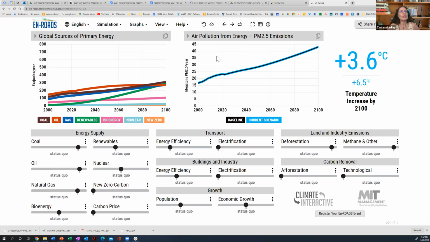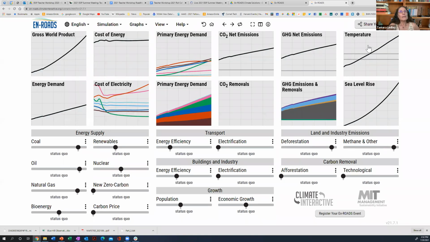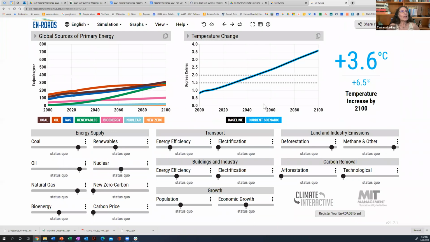What we're going to try to do is to get this, let me go back to here. We're going to try to get this temperature range to come down to this dotted line of 2 degrees C collectively. Okay, so we have 5 minutes from now. So it's 3:53 Eastern time.